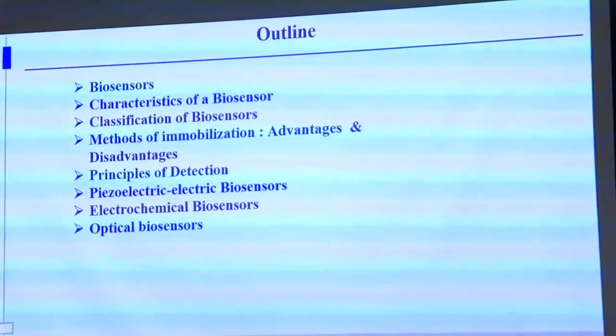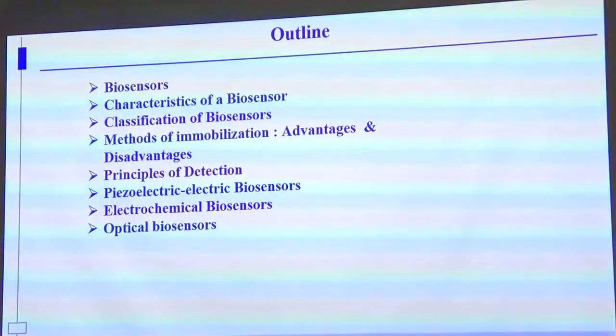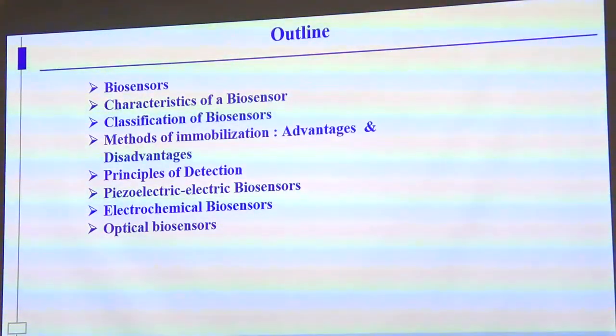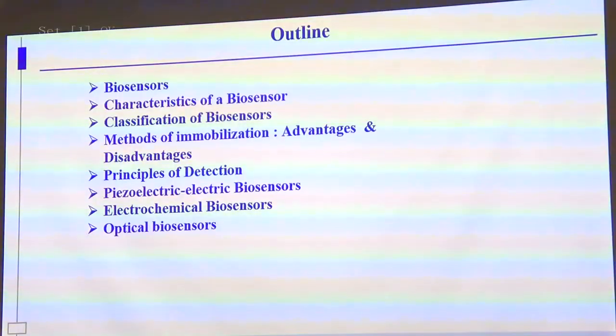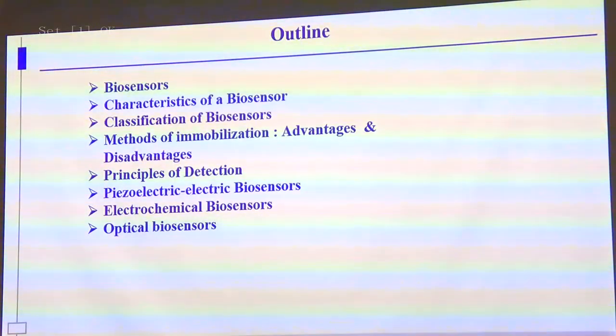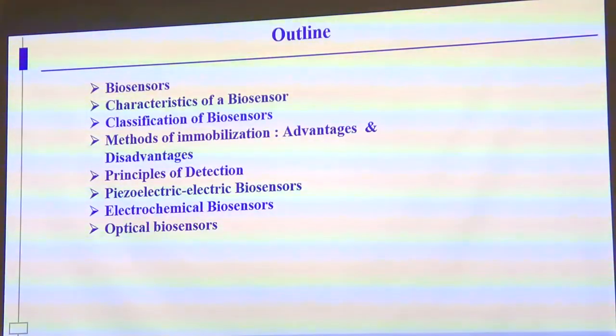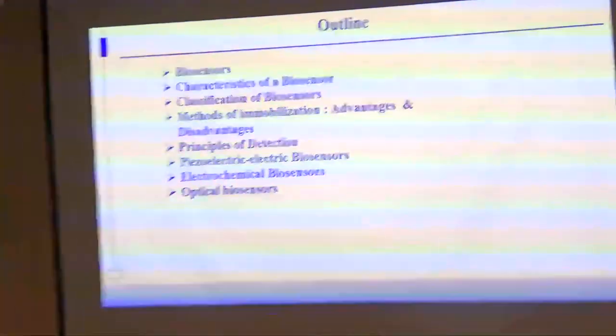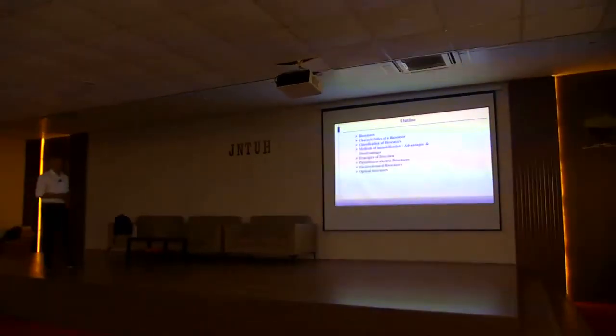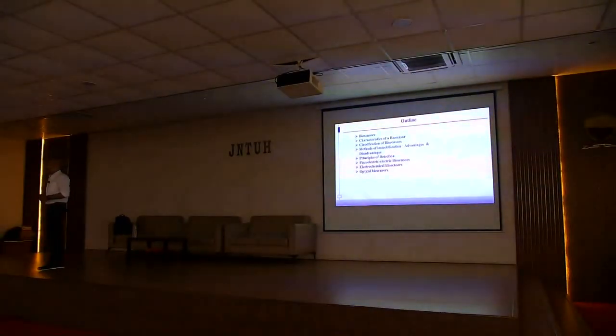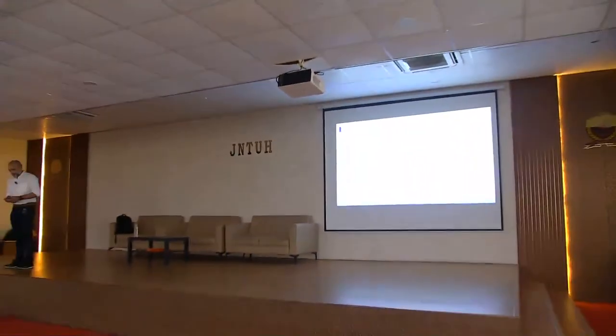So this is the outline of today's presentation. First we discuss key characteristics of biosensors, then a short discussion about classification of biosensors, then methods of immobilization, and finally principles of detection. There are different principles for detection. A few of them are piezoelectric biosensor, electrochemical biosensor, and optical biosensor. For each technique, we will have one or two examples to demonstrate how they really work.